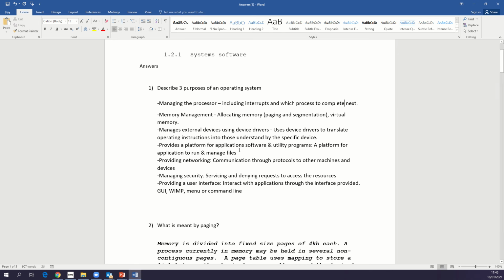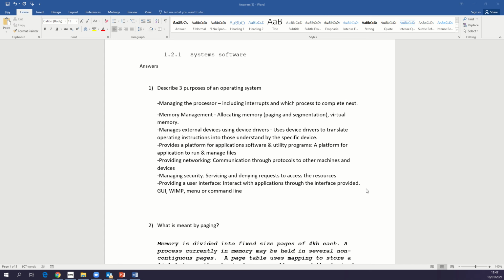It also provides a platform for application software and utility programs. This means that we can run those applications, and remember, they have a similar look and feel. It provides us with networking, so that we can communicate through protocols to other devices not on our network and elsewhere.